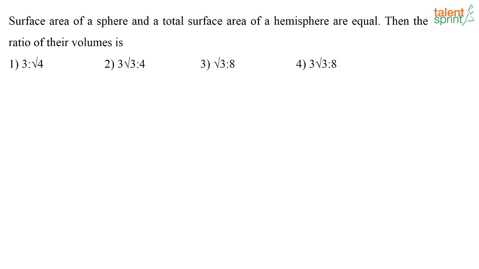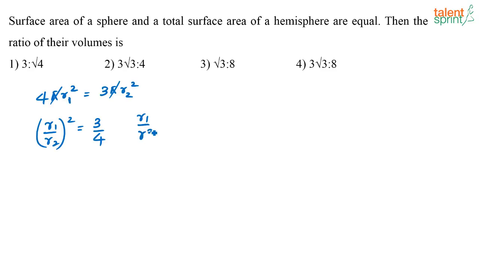What is the surface area of a sphere? Surface area of a sphere is 4 pi r squared. Surface area of a hemisphere is 3 pi r squared. Okay, let us take r1 as the radius of the sphere, and r2 as the radius of the hemisphere. They are saying that the surface area of the sphere is equal to the surface area of a hemisphere. So these two values are equal, or what can I say? I can say r1 by r2 the whole squared is equal to 3 by 4. Okay, or I can say r1 by r2 is equal to root 3 divided by 2. Yes, I am taking root on both sides.